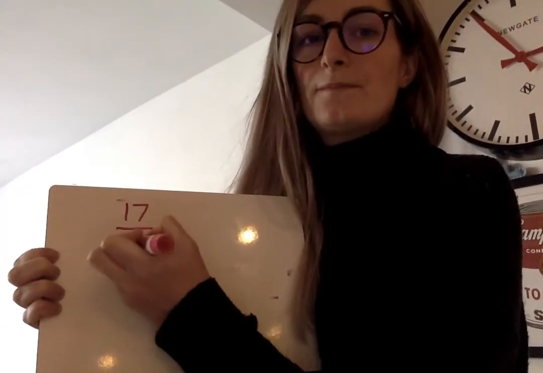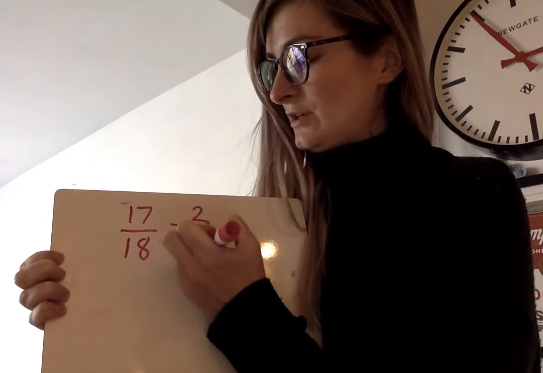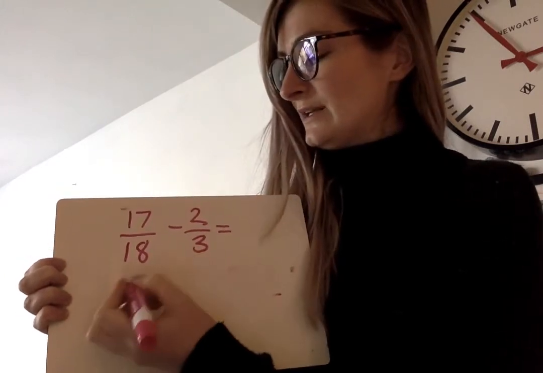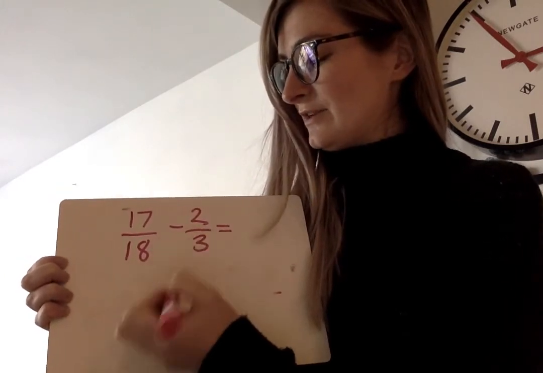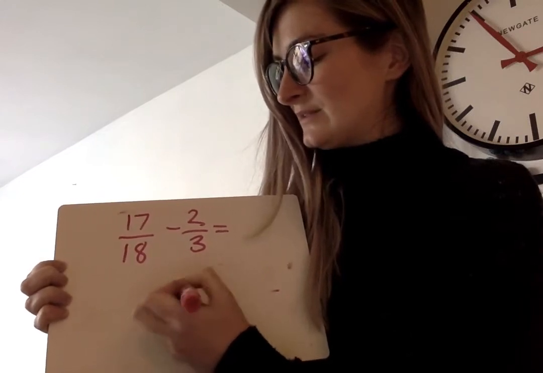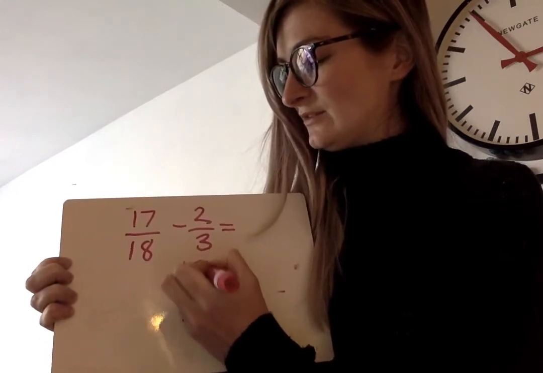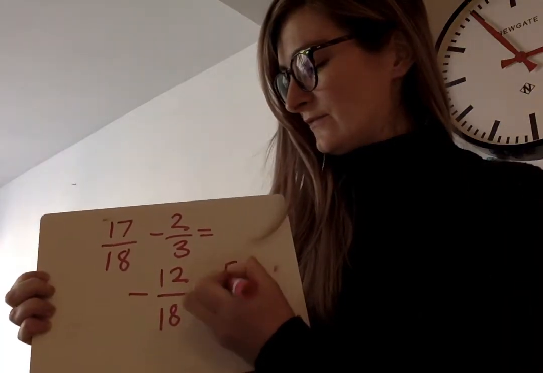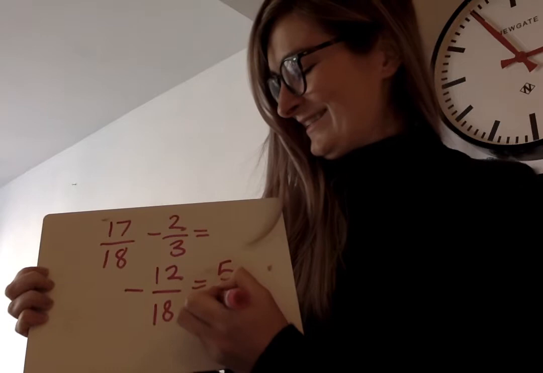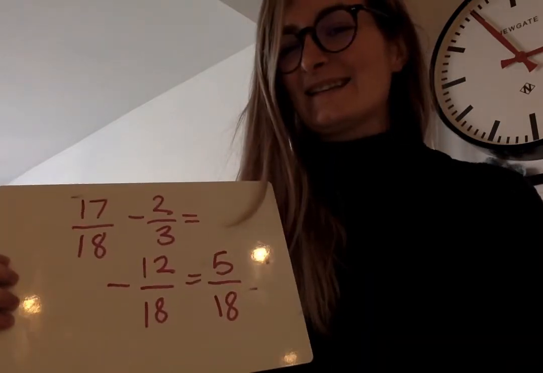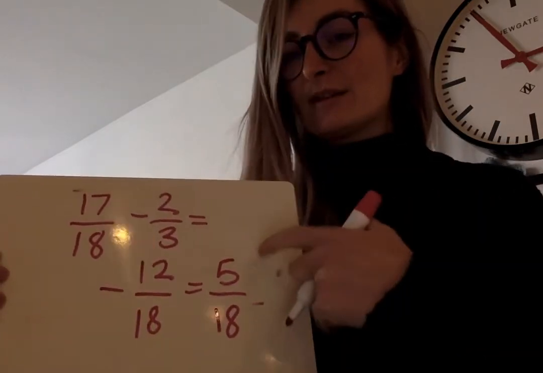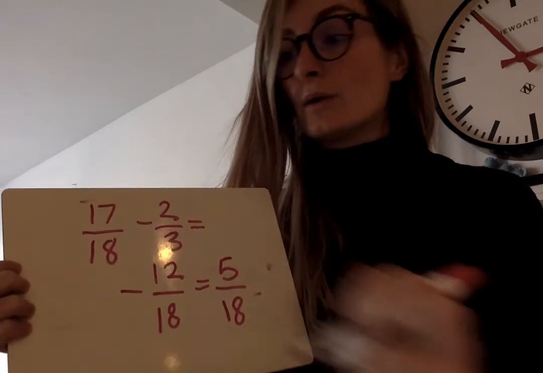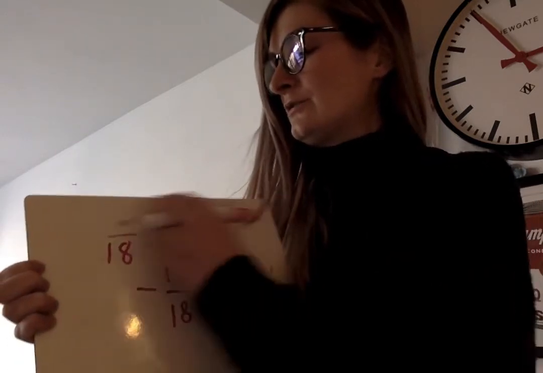17/18 subtract 2/3. The lowest common denominator I'm going to go for is 18. So 3 into 18 is times 6. So 2 times 6 is 12. 17 take away 12 is 5/18ths. Can you simplify that? No, because the 5 is a what? You should know.